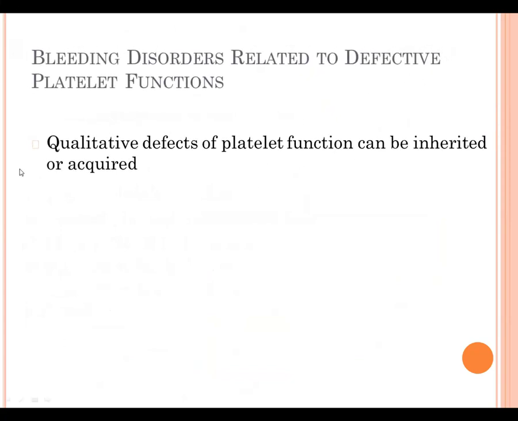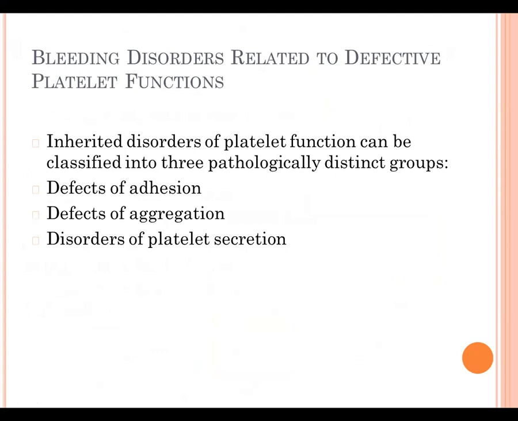Bleeding disorders related to defective platelet functions. The qualitative defect of platelet function can be inherited or acquired. Inherited disorders of platelet function can be classified into three pathologically distinct groups: defects of adhesion, defects of aggregation, and disorders of platelet secretion.